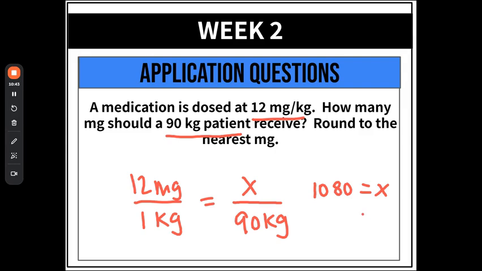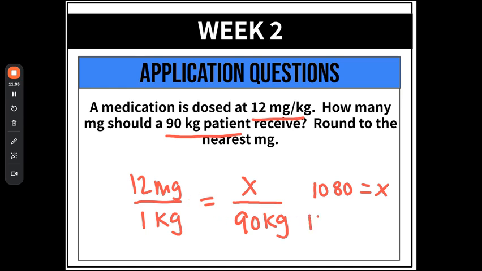Okay, so most importantly, I cannot leave off my units. So, 1,080 what? Well, remember how I said that our units need to match up? As they do on the bottom, they should on top as well.